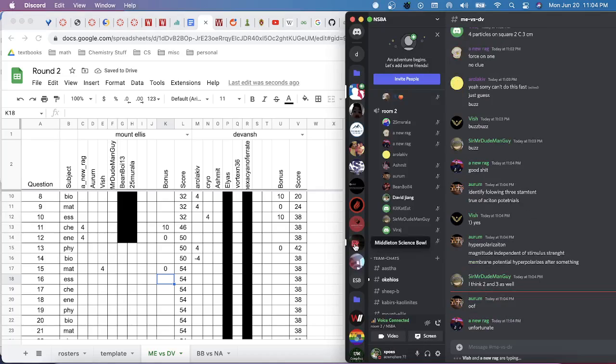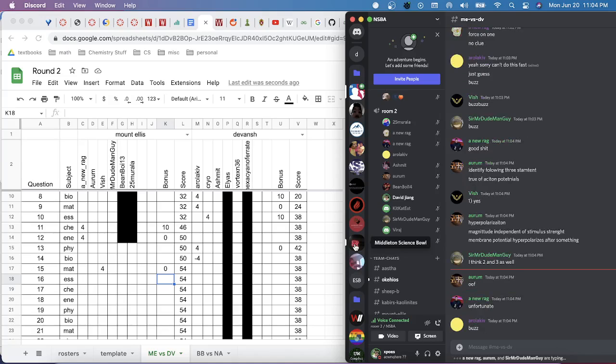Toss up math multiple choice. Which of the following primes cannot be represented as a sum of 2 squares? W, 197, X, 211, Y, 240. Jonathan. X. That is correct.